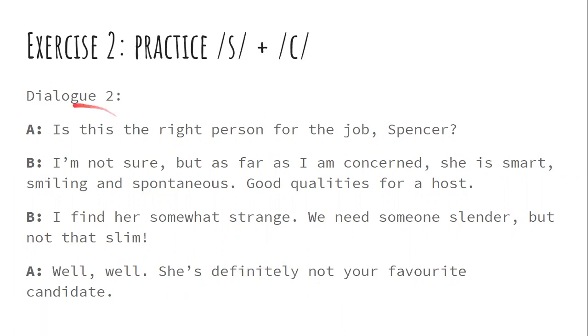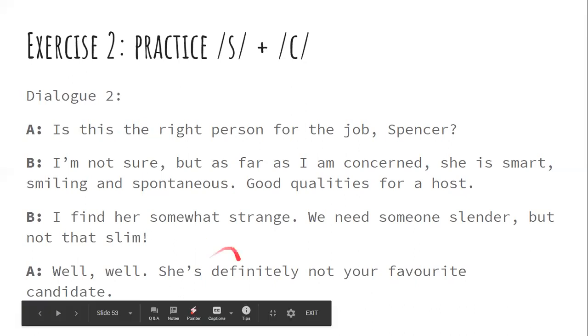Al Omar le puliría acá un poquito. Omar, ¿cómo es esto? Is this the right person for the job, Spencer? Ya, entonces esto es "is this". No es "this", no es "I", es "is this". Is this the right person for the job, Spencer? Yes, good. Y spontaneous, good quality for a host.